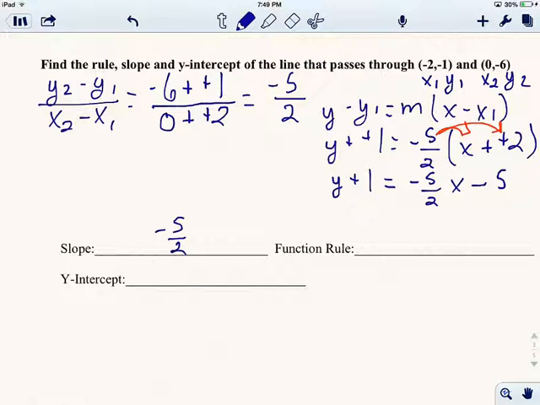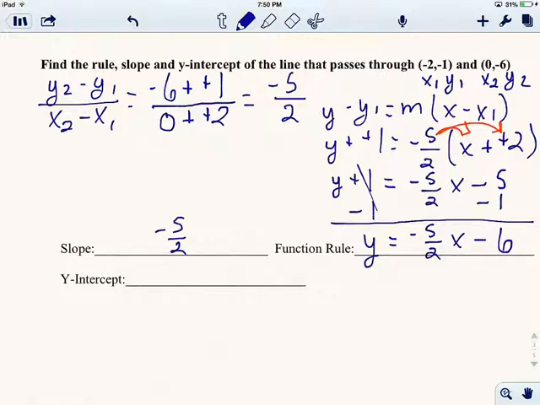Now I'm really close to my answer, so all I have to do is get y by itself. I'm going to do that by subtracting 1 from each side. That's going to cancel these ones over here. I'm right by my function rule line, so I'm just going to write this down in the answer. So y is all that's left there. I didn't change the -5 over 2 times x, and then -5 minus 1 is going to total out to -6.